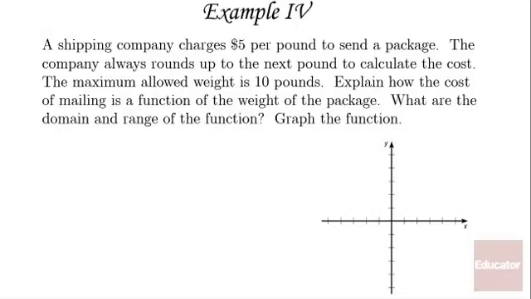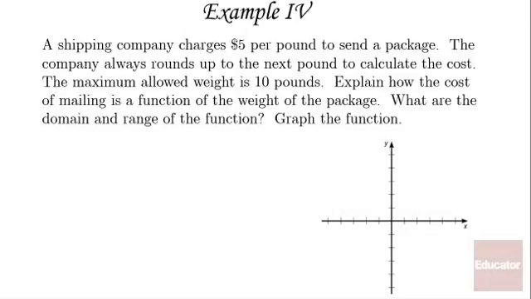In this example, a shipping company charges $5 per pound to send a package. The company always rounds up to the next pound to calculate the cost. The maximum allowed weight is 10 pounds. Explain how the cost of mailing is a function of the weight of the package. What are the domain and range of the function?